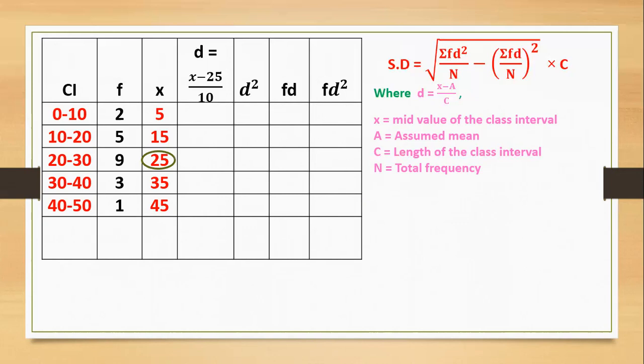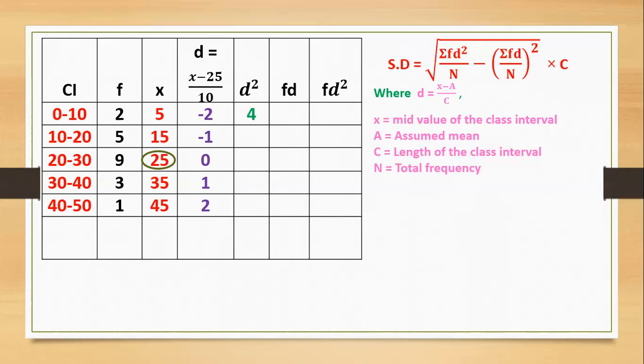So d equal to x minus a by c, so x minus 25 by 10. First d value: 5 minus 25 is minus 20, by 10 is minus 2. Next, 15 minus 25 equal to minus 10, by 10 is minus 1. Next, 25 minus 25 is 0, 0 by 10 is 0. Next, 35 minus 25 equal to 10, divided by 10 equal to 1. And next, 45 minus 25 equal to 20, 20 by 10 equal to 2.